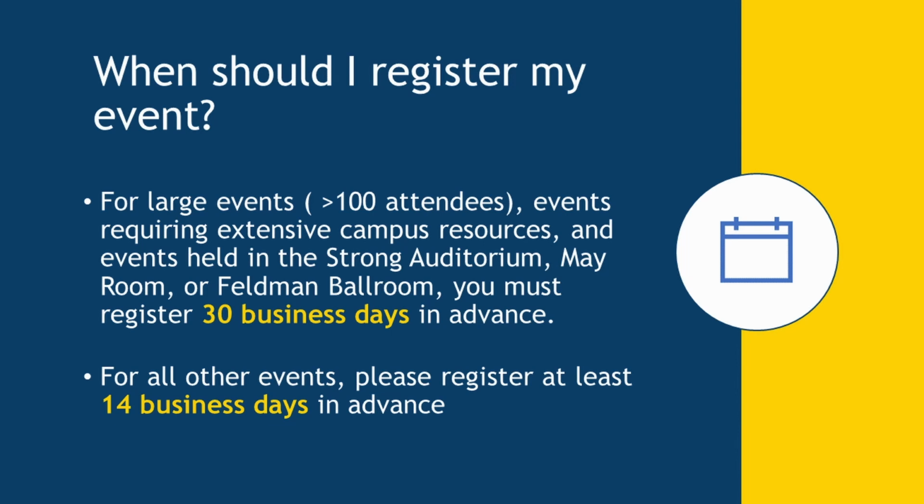Before taking a look at the form, let's discuss the event registration timeline. For larger events with over 100 people, or events that will be located in the Strong Auditorium, the May Room, or the Feldman Ballroom, we ask that you submit your event registration request at least 30 business days in advance. For all other events, please register at least 14 business days in advance. There are certain exceptions to this rule of thumb, like if you intend to invite minors, work with animals, etc. So if you have any doubts, contact your advisor to review your timeline.